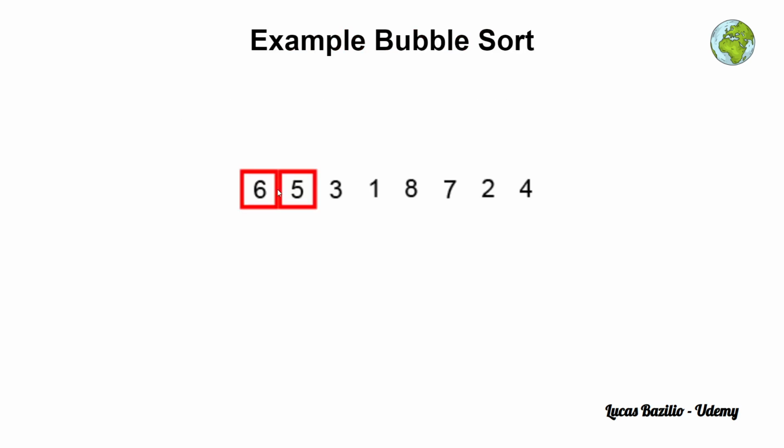Let's see an example. We have this sequence. We start. We compare 6 and 5. 5 is less than 6, so we move 5 one position. Now we compare 6 and 3. We move 3 one position to the left since it is smaller. The same for 6 and 1. We compare 1 with 6, we move 1 one position to the left. Now we go to 6 and 8. 6 is less than 8, so we maintain the same. Now we go to 8 and 7. 7 is smaller. We move it one position to the left.